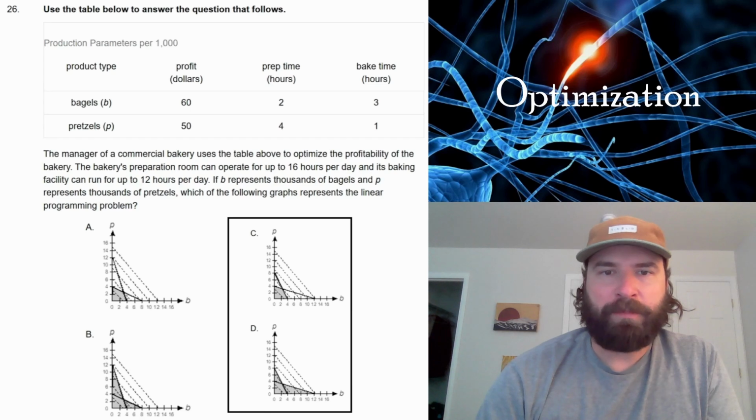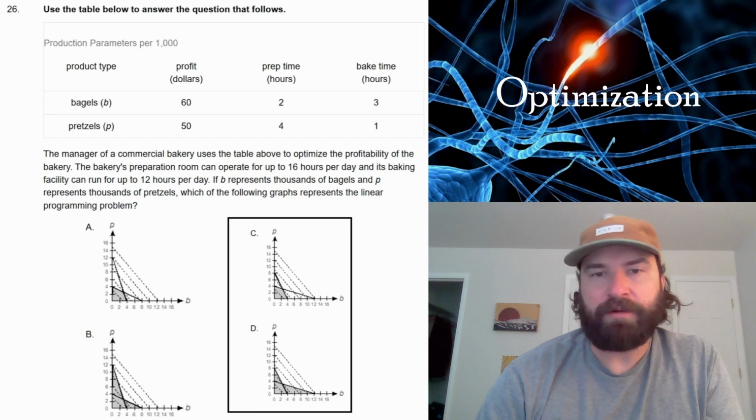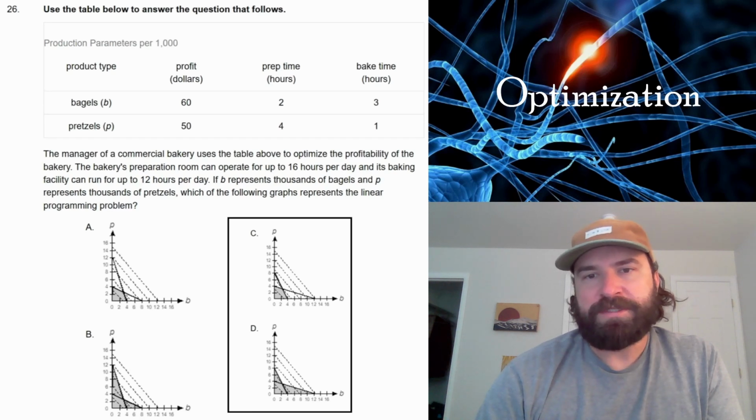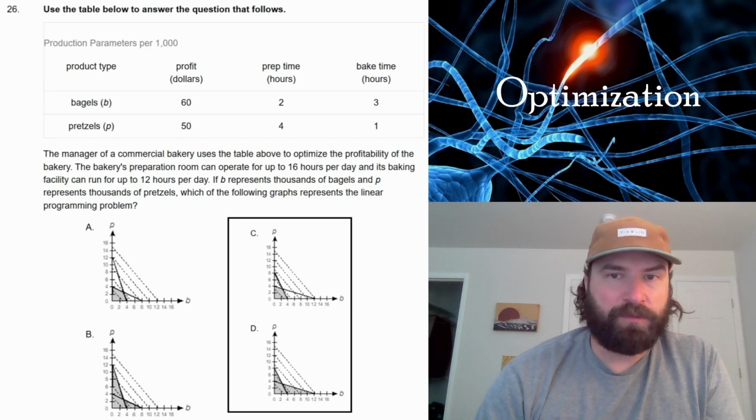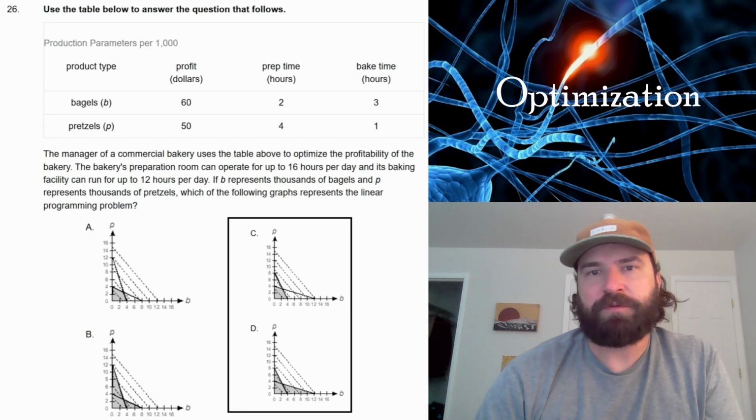The bakery's preparation room can operate for up to 16 hours per day, and its baking facility can run for up to 12 hours per day. If B represents thousands of bagels and P represents thousands of pretzels, which of the following graphs represents the linear programming problem? Cool. So we can make a couple inequalities from this information.